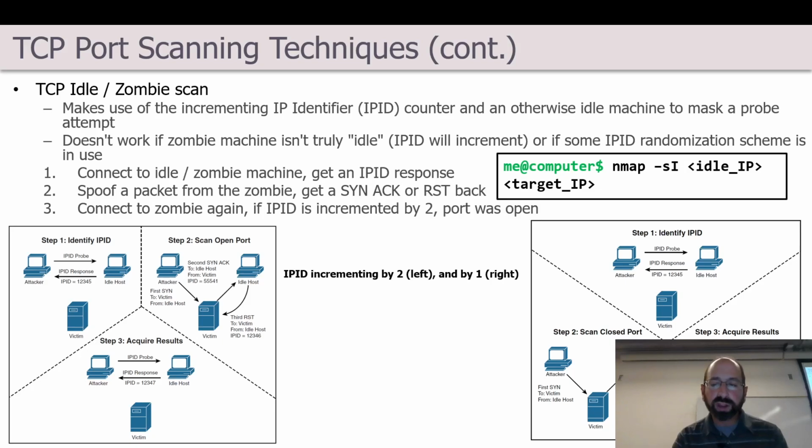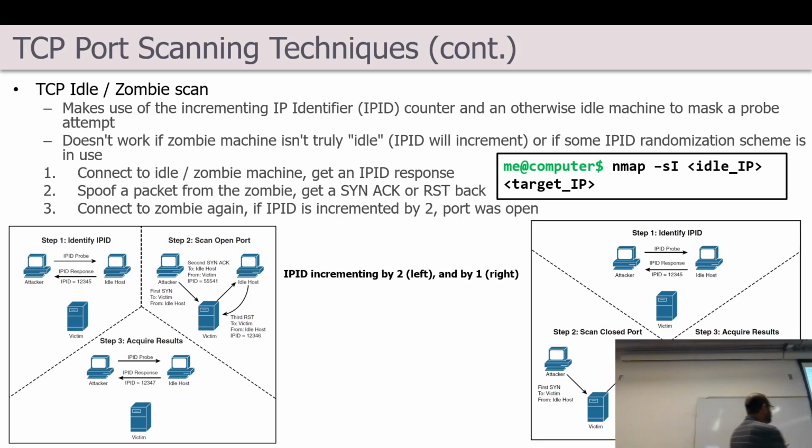So we are spoofing a packet from our attacker machine, pretending it's coming from the idle machine. We are sending it. If that port is closed, the idle machine is going to receive some sort of reset packet back saying, hey, this port is actually closed. We then try to probe that idle machine again. We probe it in the first place. We get that number like 1, 2, 3, 4, 5. We then spoof the packet.